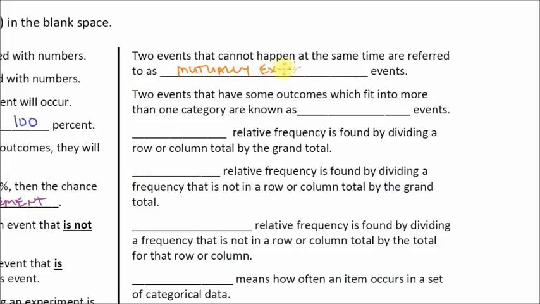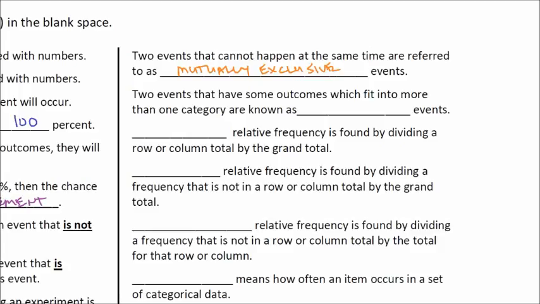Mutually exclusive. Exclusive meaning you're committed to one thing only, so it can only be committed to one of those two events. It can't be both at the same time. Can't flip a coin and say, what's the probability of it landing on heads and tails? Those are mutually exclusive events. They cannot happen at exactly the same time.